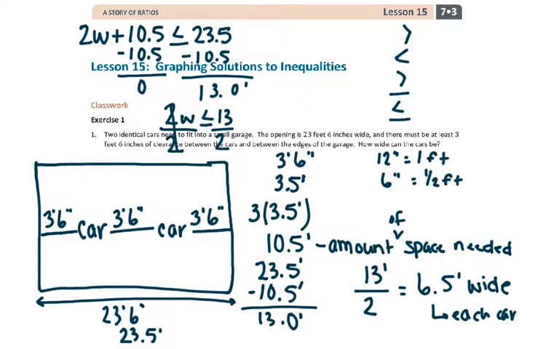This says W, or the width of each car, is less than or equal to 6.5 feet, because 13 divided by 2 is 6.5. So the width of each of my cars has to be less than or equal to 6.5 feet in order for them to fit into my garage. The width cannot be greater than 6.5 feet.